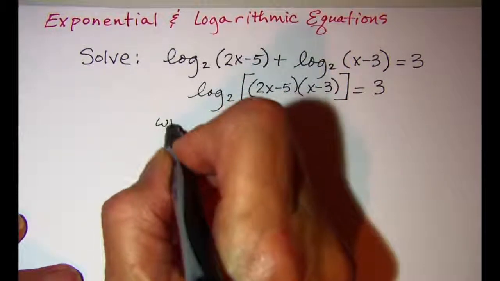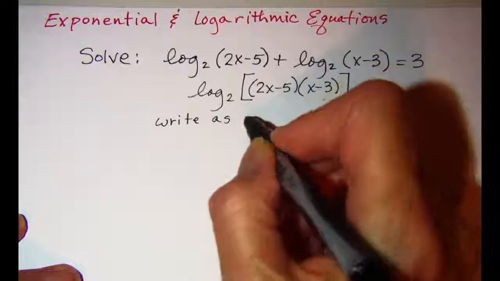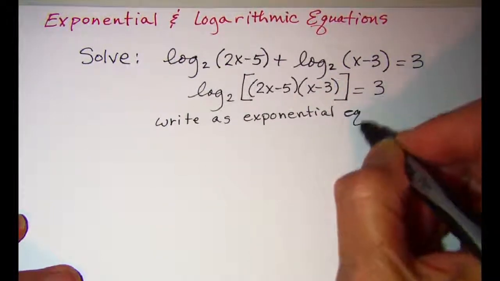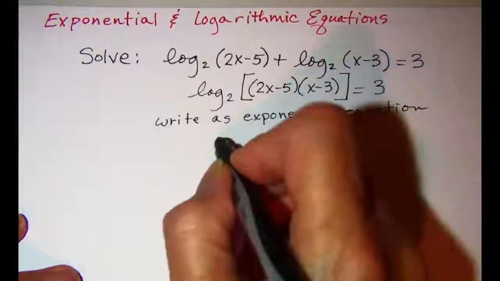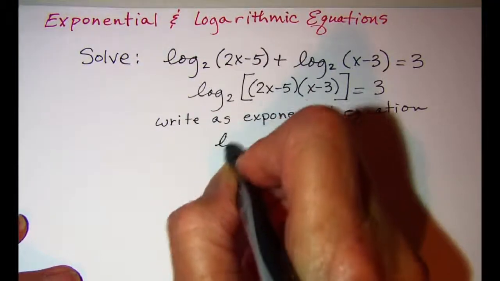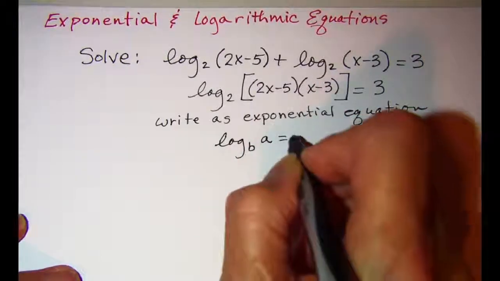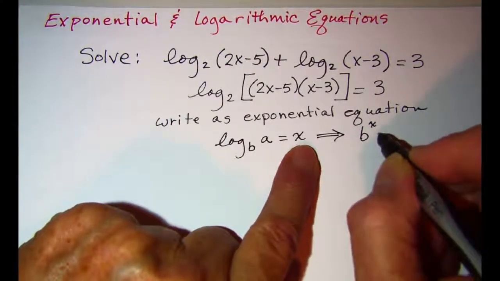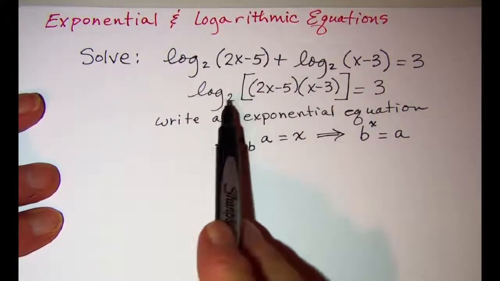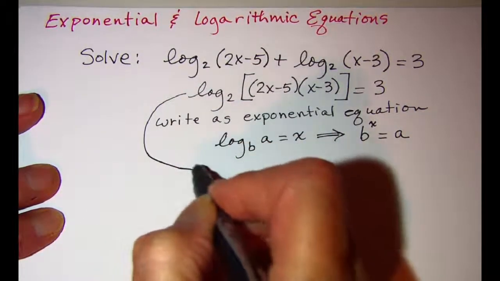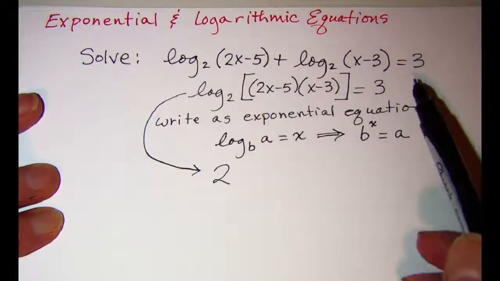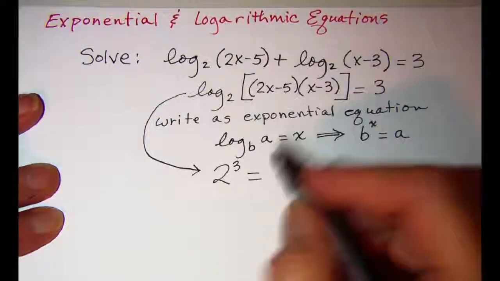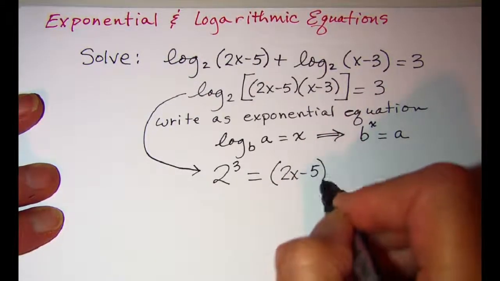Now we're going to write this logarithmic equation as an exponential equation. And we're going to use the rule that the log base b of a equals x can be rewritten as our base b raised to the x power equals a. So our base is 2. Our exponent on the exponential is going to be 3. And that equals this argument right here. So 2x minus 5 times x minus 3.